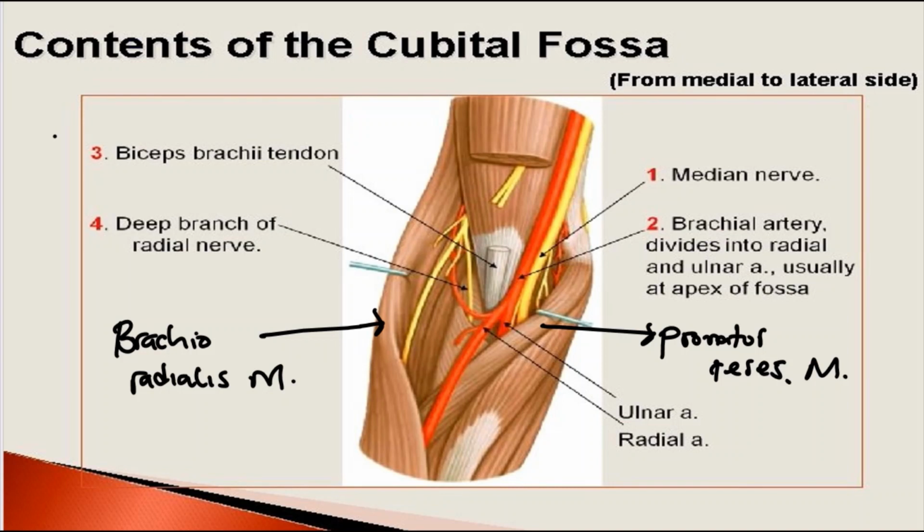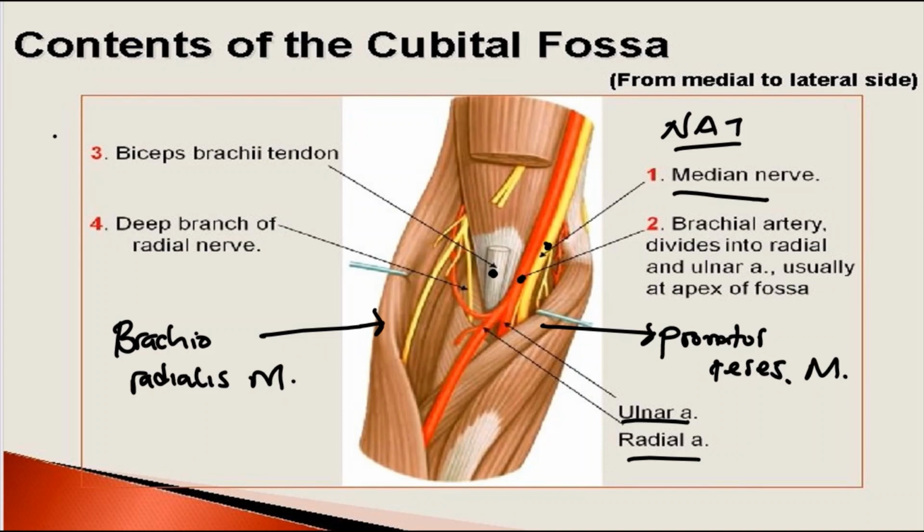The contents of the cubital fossa are very easy. From medial to lateral, you've got the median nerve. This is the median nerve here. And then you've got the brachial artery. When the brachial artery enters the cubital fossa, it divides into the ulnar and the radial artery. And then you've got the tendon of the biceps. So the mnemonic is nerve, artery, tendon, NAT, or MBB: median nerve, brachial artery, and biceps brachii tendon.